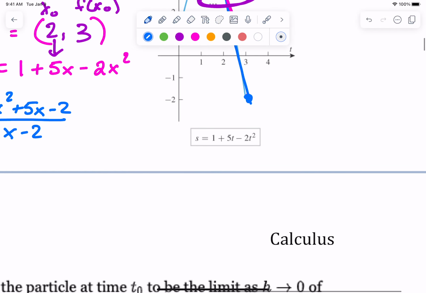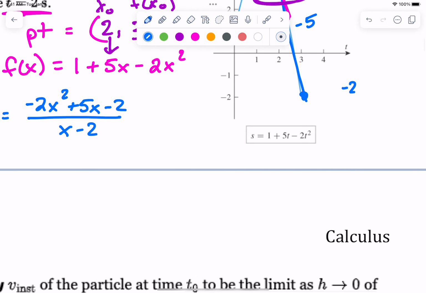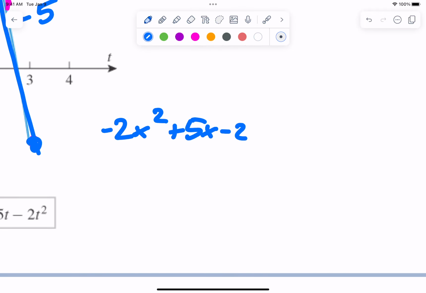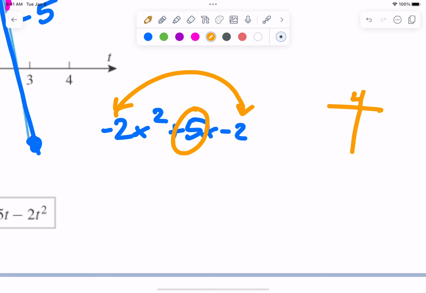So let's go over here. I'm going to do some scratch work. Negative 2x squared plus 5x minus 2. Do you remember how to factor a complex trinomial? How do you do this? A times c. What's negative 2 times negative 2? 4. What can you multiply to get 4, but when you add them, give you 5? 1 and 4. Okay, so negative 2x squared plus 1x plus 4x minus 2.